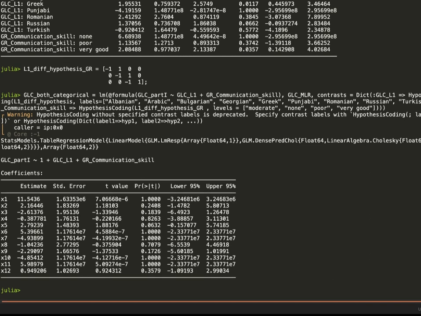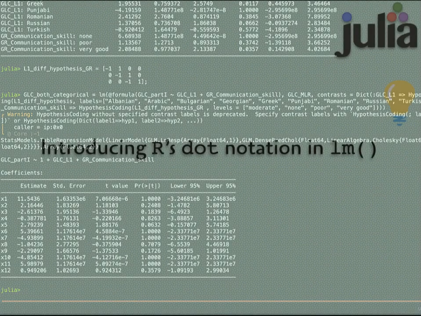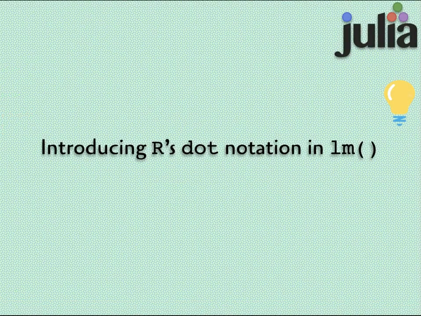The last point I would like to share with you is how to integrate in Julia's LM function the dot symbol that is provided by R and is placed in the right hand side of a formula. The dot symbol aliases the set of all variables in a data frame that are considered independent variables in a regression model, except for the response variable that is placed on the left hand side of the formula. Let's make it clear with an example of how this works in R.